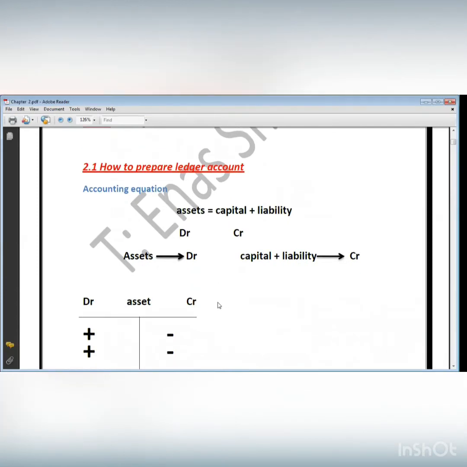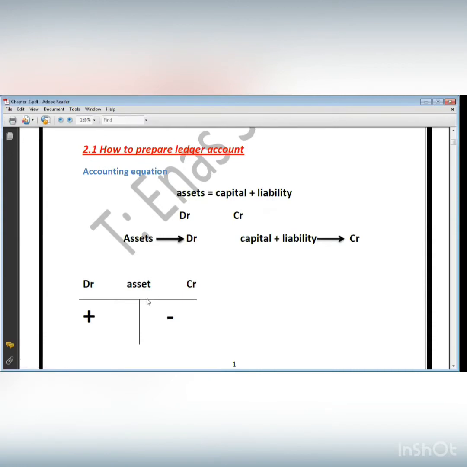Now, how does the ledger look? It looks like this. It's like a T account. We sometimes call it a T account, like the letter T. The left-hand side is debit. The right-hand side is credit. For example, if I have a vehicle and I purchase an extra vehicle, in this case your vehicle will increase or decrease? It will increase. Anything that increases remains on the same side.